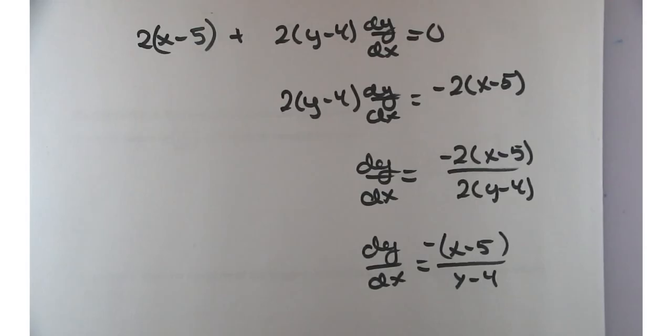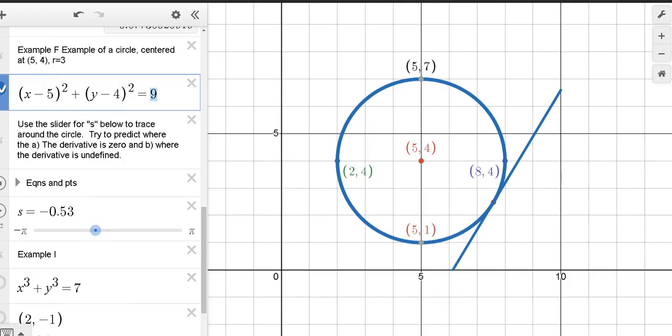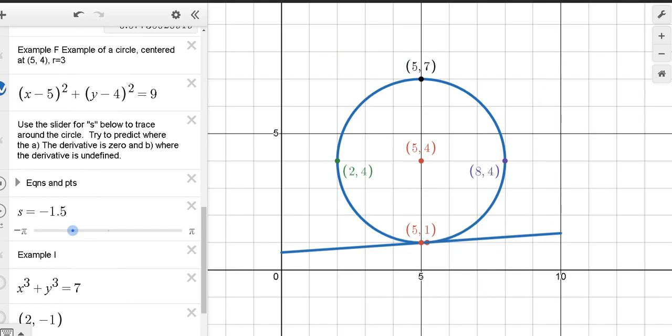All right. So when we looked at this graph here, where was a horizontal tangent line? What points did it have a horizontal tangent line? Anyone? 5 and 7 and 5 and 1. What do both of those things have in common? Yeah, they both have an x-coordinate of 5.